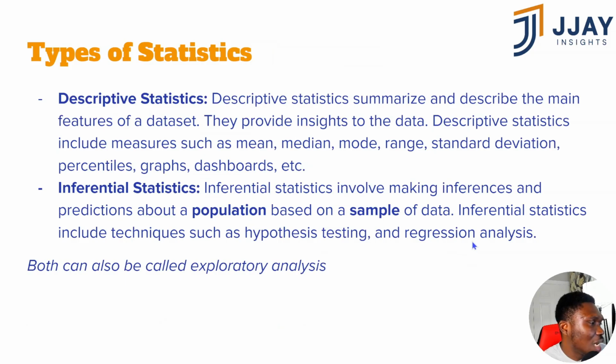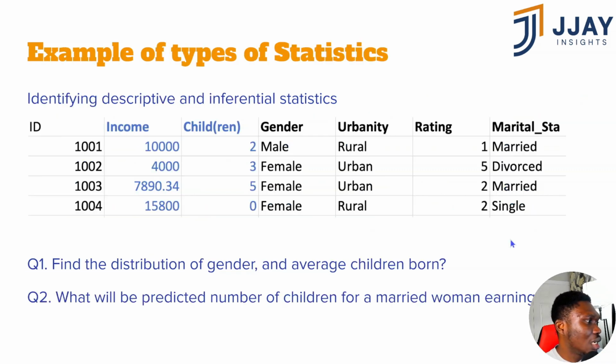And we have types of statistics: descriptive and inferential. Descriptive is mostly what people do a lot. They are trying to see the mean, the standard deviation. You're looking at the bar chart, dashboard. When you go into inferential statistics, that's when you're going a little bit higher. You're making an inference. Based on what we have today, the past trend, what is this data going to look like in the future? That is what we call inferential statistics. Then this can also be called exploratory analysis.